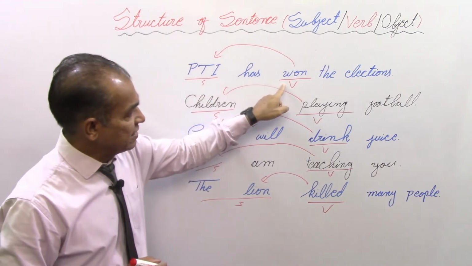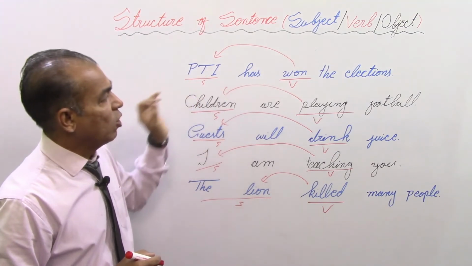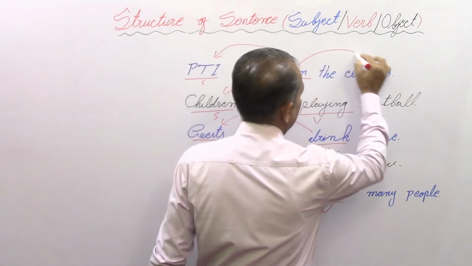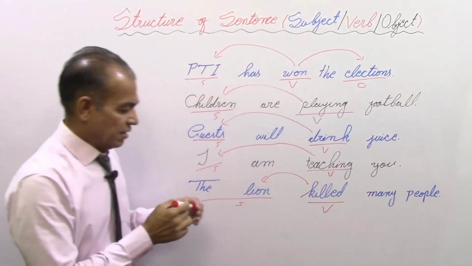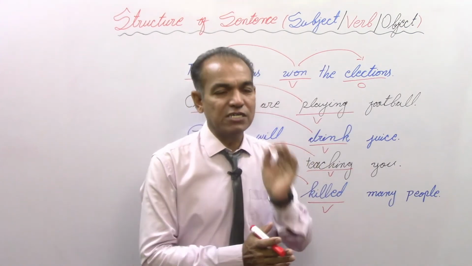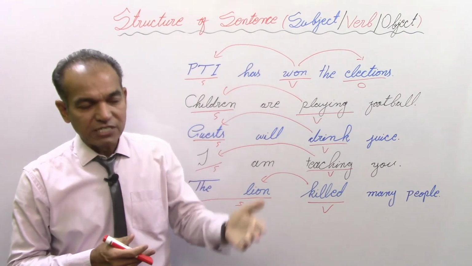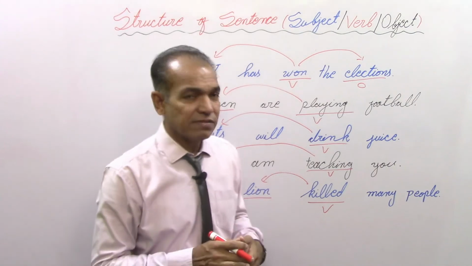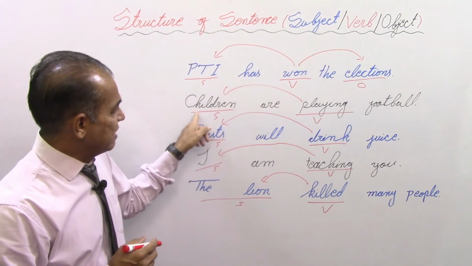This is an action which has been performed by PTI. Now who was affected by this action? I think the elections were affected by this action. So the person or thing that is affected by the action is called the object of that sentence. It means if you perform some action, there must be a thing which is affected by that action. Sometimes there are some kinds of verbs which do not take any object. Later we'll discuss them.